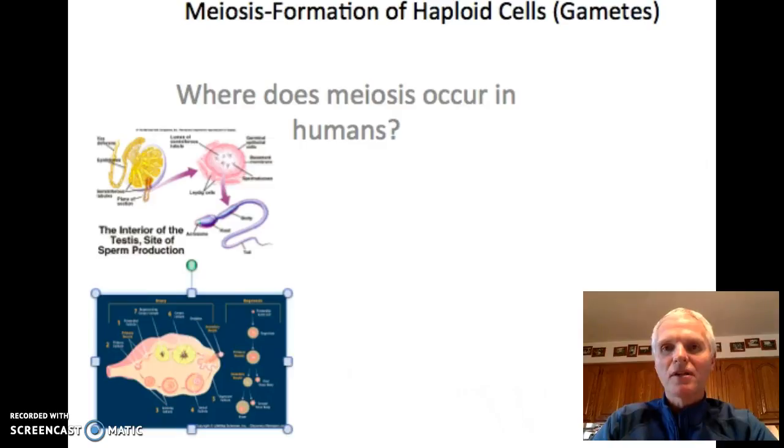So where does meiosis occur in us? Well, it's pretty obvious. They occur in a male's testicles, resulting in sperm, which are haploid, and they also occur in a girl's ovaries, which result in eggs, which are haploid. And remember, the haploid amount in humans is 23 chromosomes, so when you have a sperm and an egg combined, then you get the full number of 46 again.